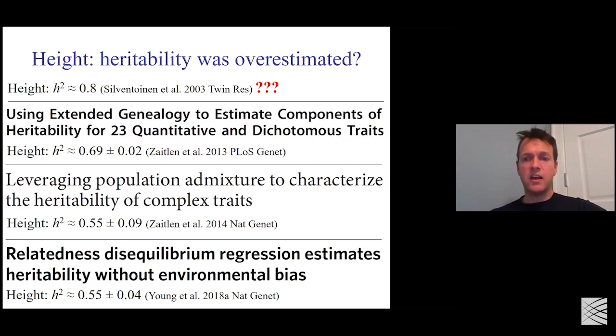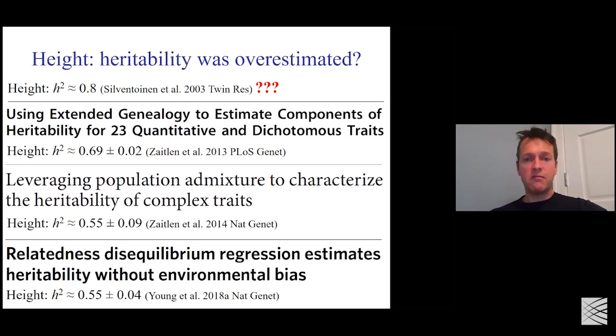2018a Nature Genetics, which introduced a new method called relatedness disequilibrium regression, which is predicated on having at your disposal a really large data set with a lot of related individuals, which those authors happen to have because they analyzed the Decode Genetics data set from Iceland. And they claim that they have an estimation procedure that is robust to these types of effects of shared environment. And they claim that the narrow sense heritability of height is only about 0.55. And we have to take those claims seriously.